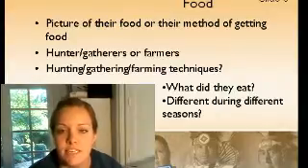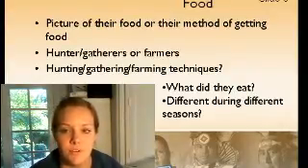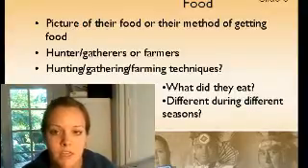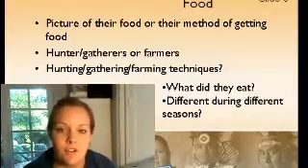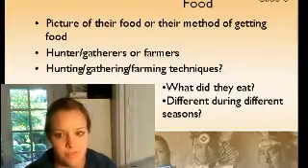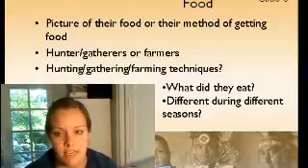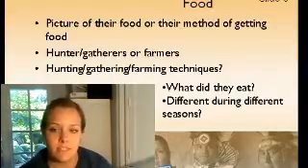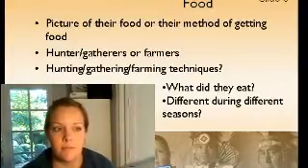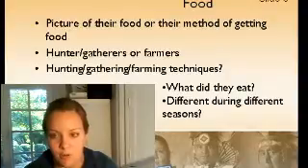The fifth slide is all about the food that they ate. You need to have a picture of their food or their method of getting food. So you need to tell us if your tribe or your group is a hunter-gatherer group, so they hunt or gather the resources that are available to them, or are they farmers? Do they plant and harvest crops? Did they have any specific techniques for getting their food? Did they have any special ways of hunting or methods for farming?